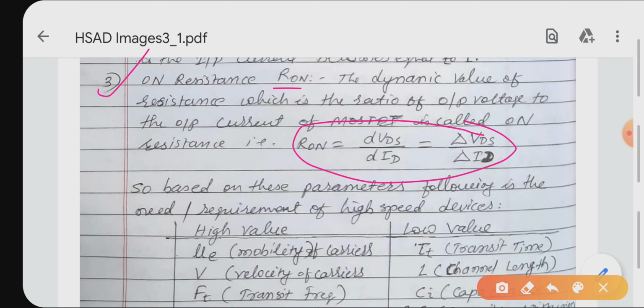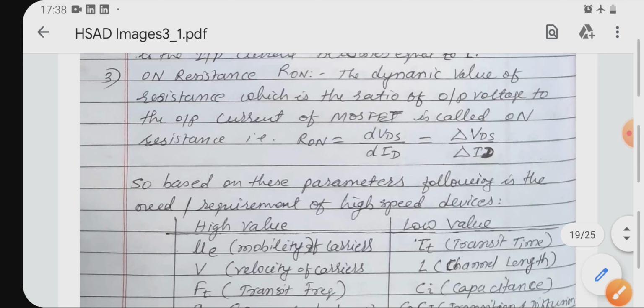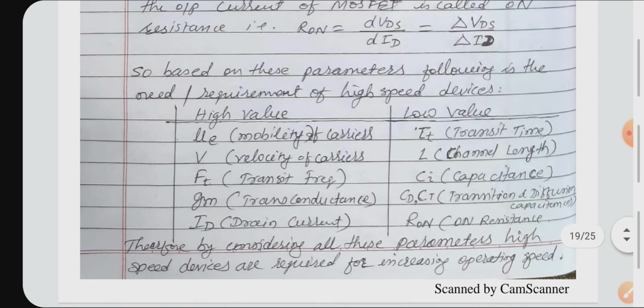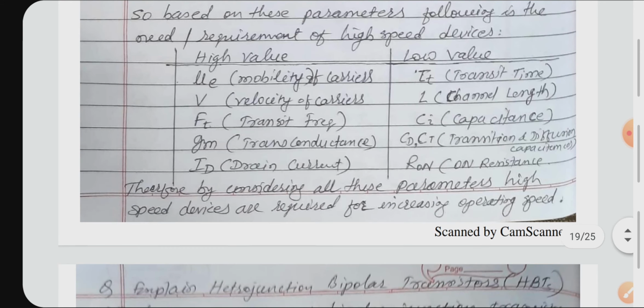Okay, so various parameters decide the speed of operation or switching speed of the devices. What is the need of these devices, what is the requirement of these high speed devices, which parameter values must be high and which parameters should have low value? This table summarizes the various parameters which decide the operating speed of the transistor or device.